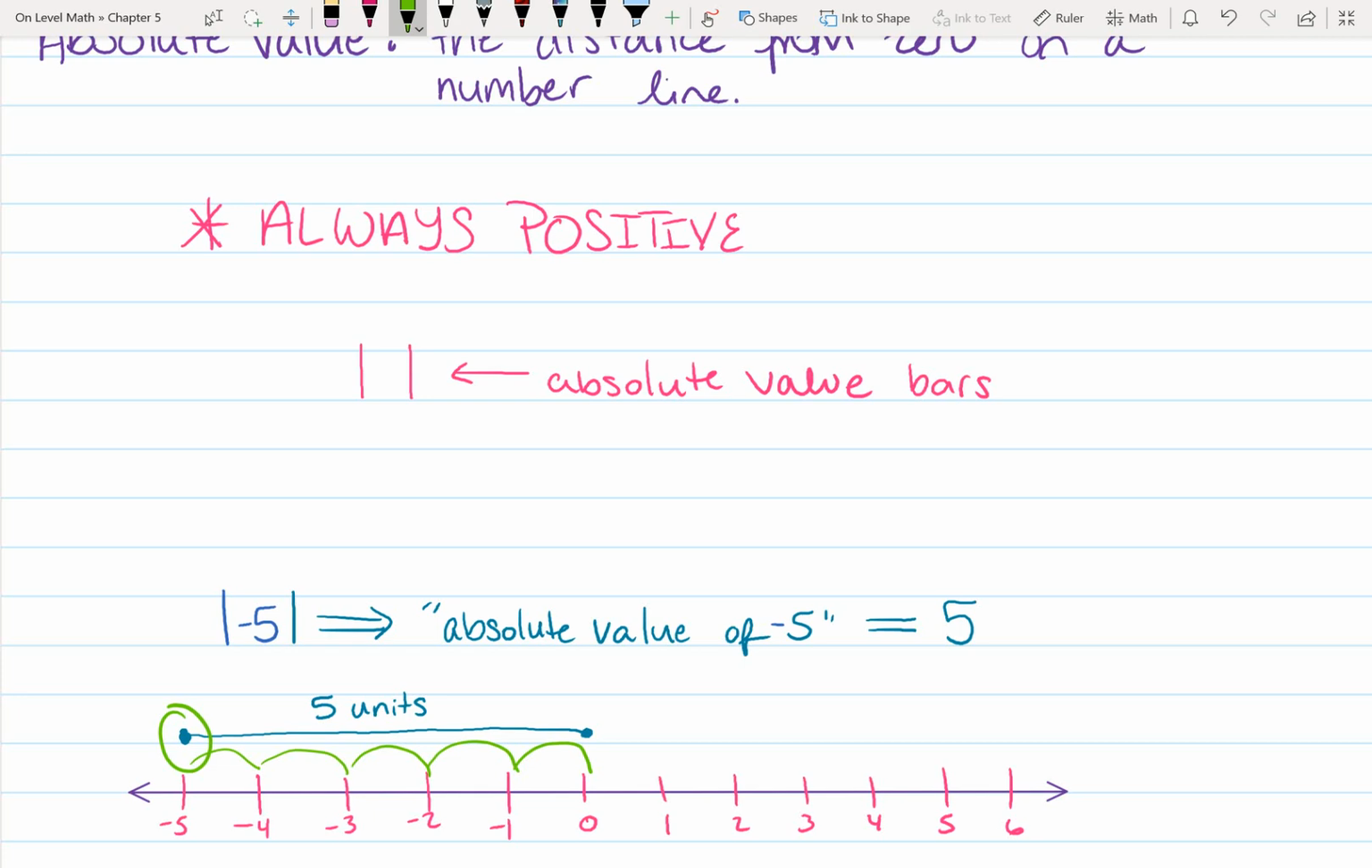But if I said, what's the opposite of 6? Remember, opposite's not the same as absolute value. So opposite of 6 would be negative 6. But absolute value of 6, how far away is 6 from 0 on the number line? It's 6 spaces.